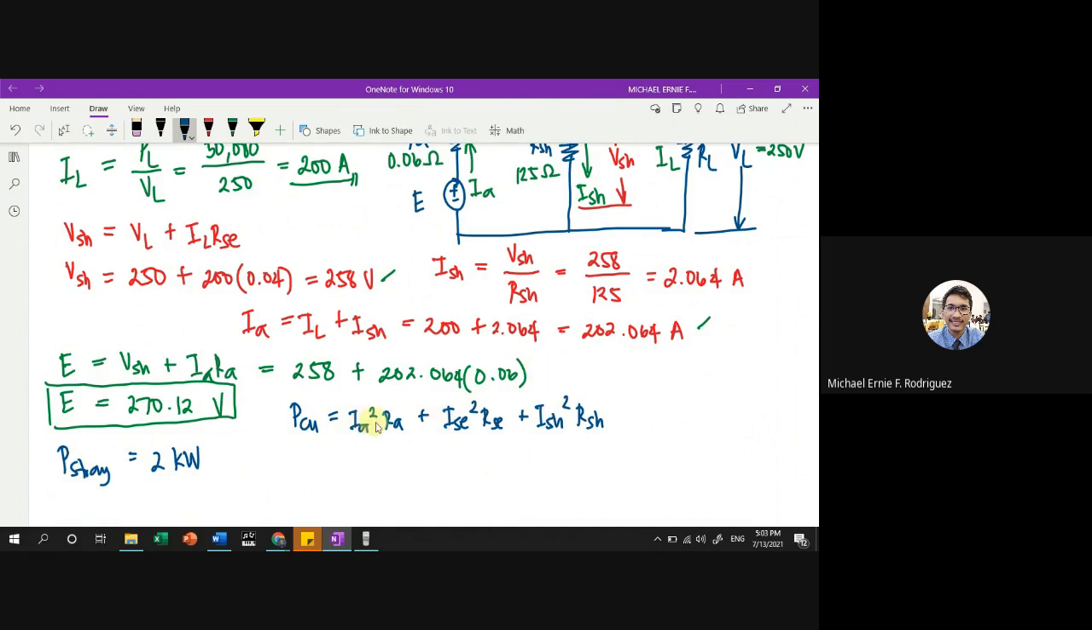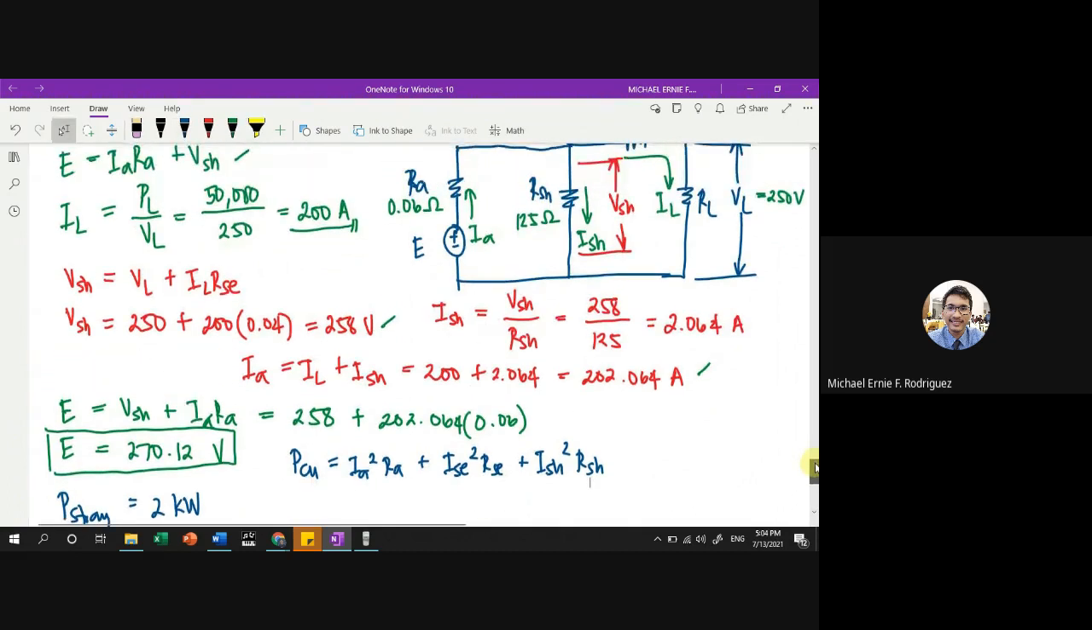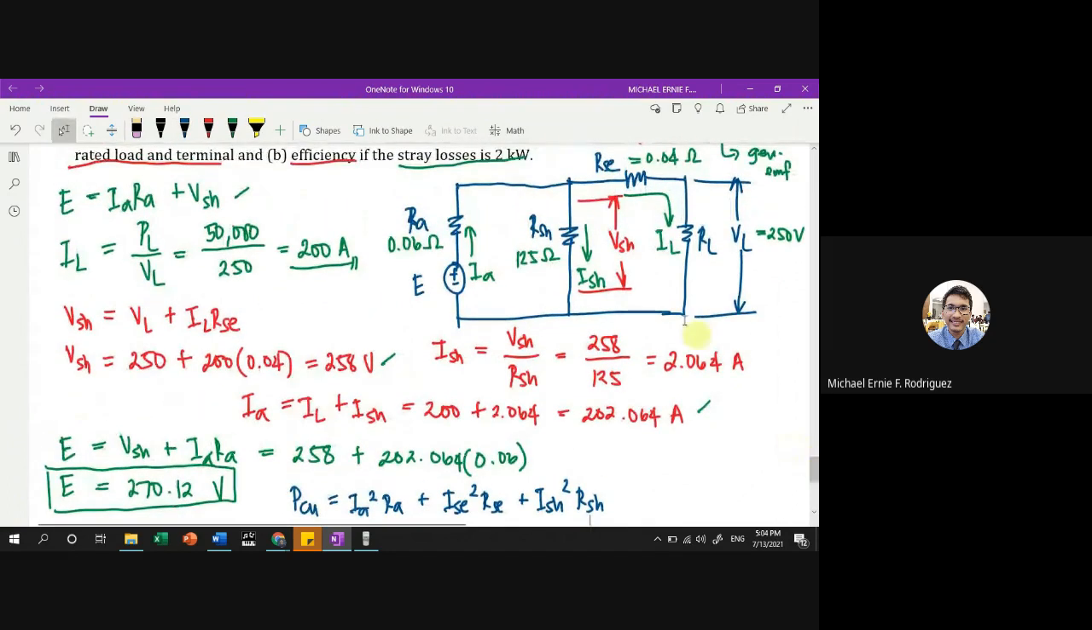So ngayon, meron tayong IA, RA, okay, ISE. Kaya lang, ang ISE natin, wala tayo dito, di ba? Pero equal yan sa IL kasi naka-series naman ang connection nito ng RSE tsaka ng RL. Naka-series yan, so pwede gamitin na current ng RSE yung IL.